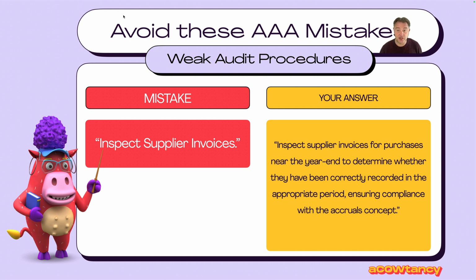So, for purchases near the year end, so you're saying how. Really, be more specific. So, I'm looking at supplier invoices near the year end. Then I'm saying why, to determine whether they've been correctly recorded in the appropriate period, ensuring compliance with the accruals concept, if that's what I was looking for. So you'll notice what I did was I said how to do it and I said why I was doing it. I was linking it to a specific risk.